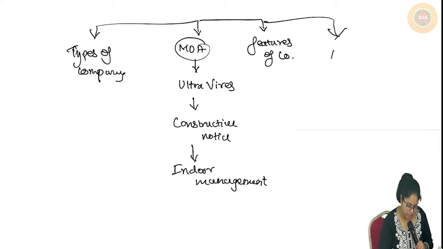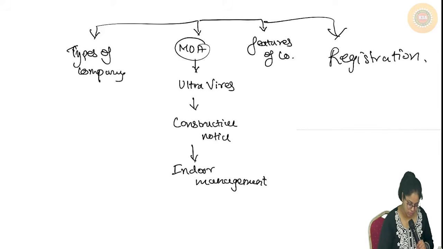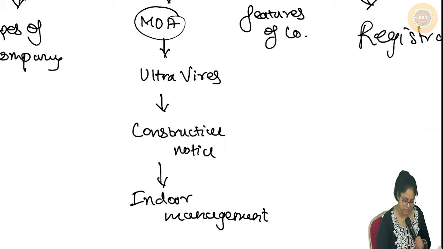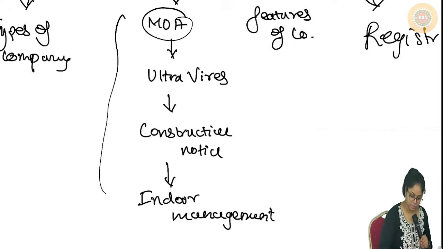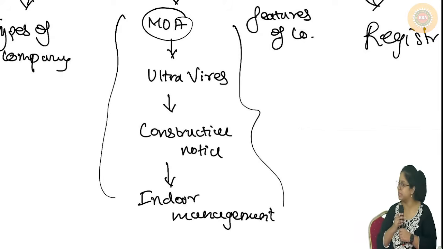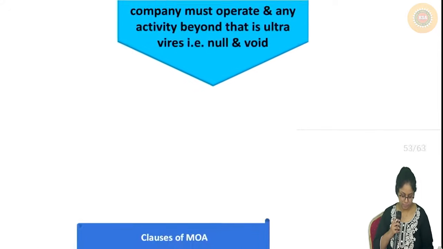After this, we have a procedural part. How do you do the registration? Which is just a 5 minute topic. That is full procedure only. You have to remember form numbers and everything. Main is this part. This has a lot of case laws and everything. We'll quickly read it.